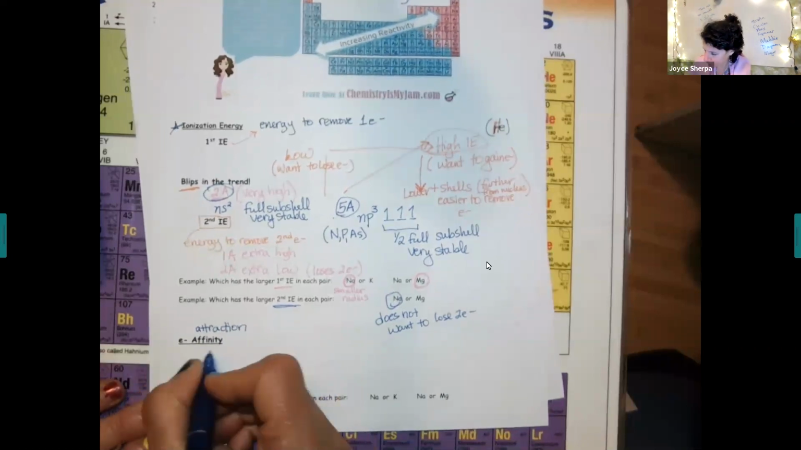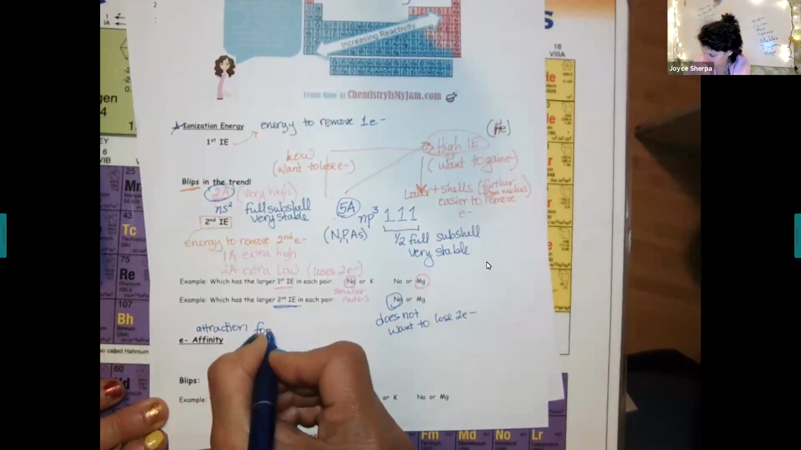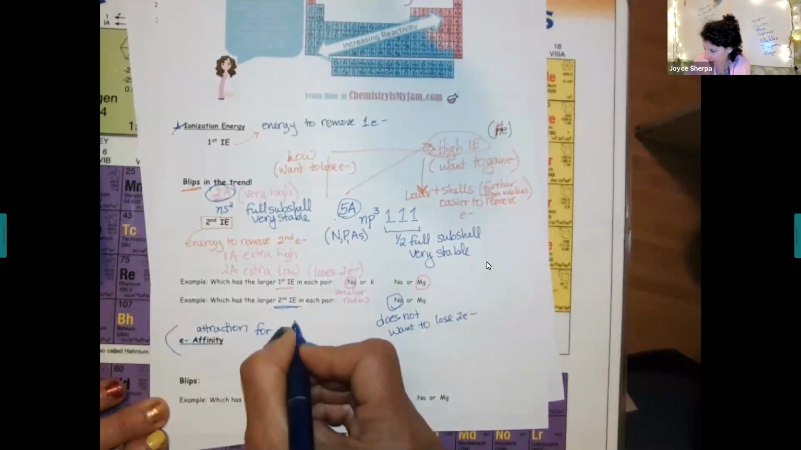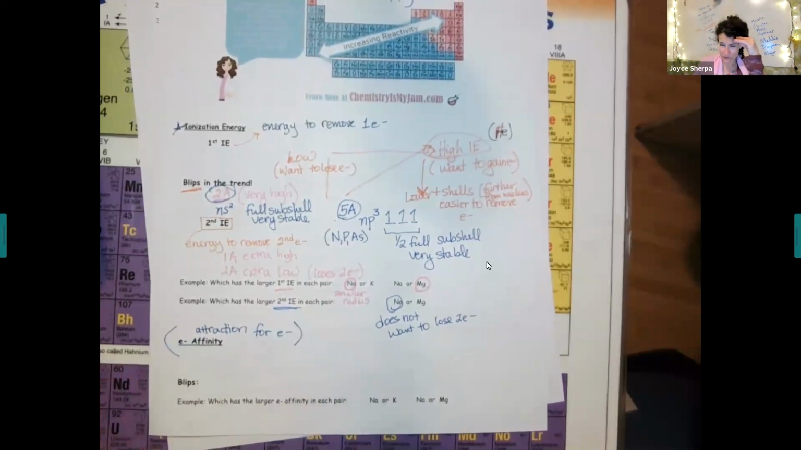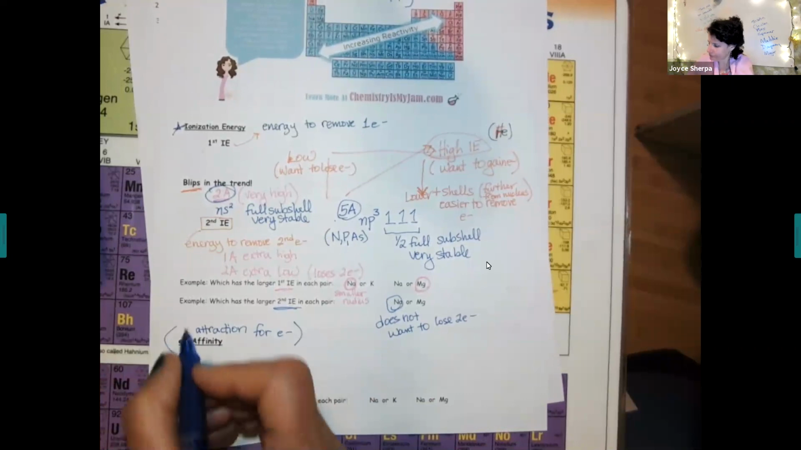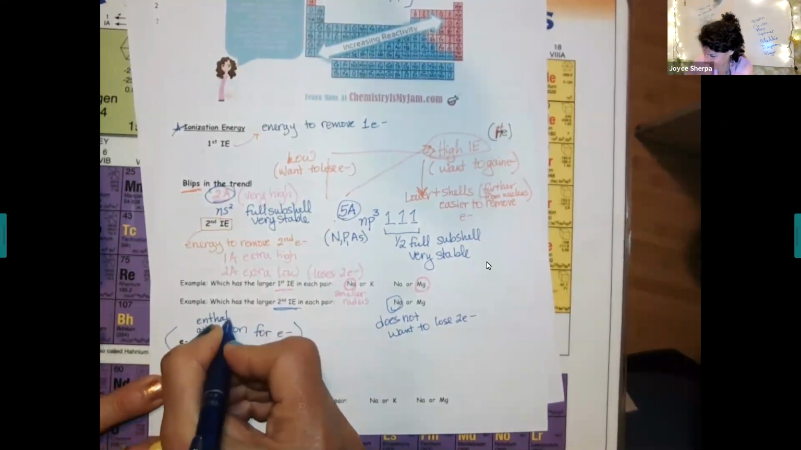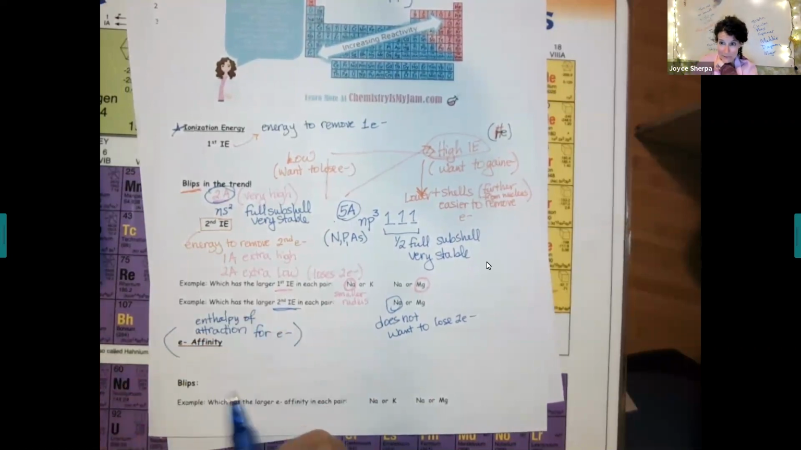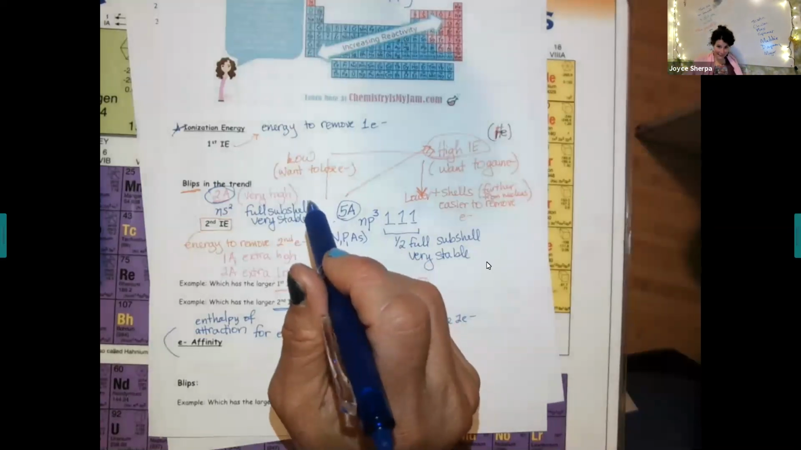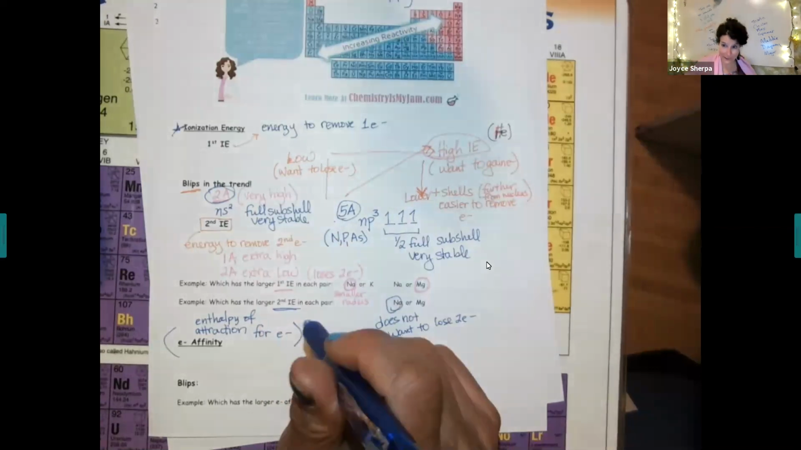So it's an attraction for the electron. It's actually worded more complicated than that. It has to do with an enthalpy of attraction. Here we go. You may remember that word. So enthalpy was the heat change of the attraction for the electron. So instead of losing an electron here, pulling it off, we're now attracting it.